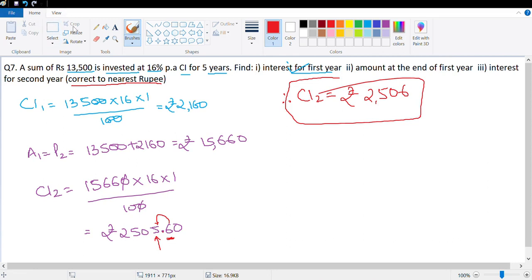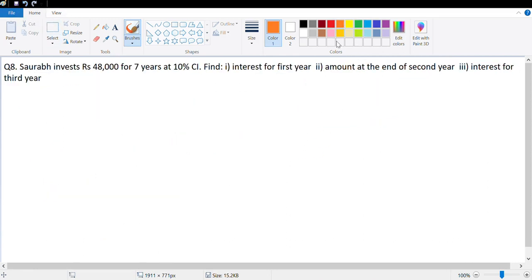That brings me to the last question which was given as homework, which is question number 8. It says Saurabh invests rupees 48,000 at 10% for 7 years. Interest for first year. Compound interest for first year, that's 48,000 into 10 into 1 upon 100, and that's equal to rupees 4,800. So first part of the question done.